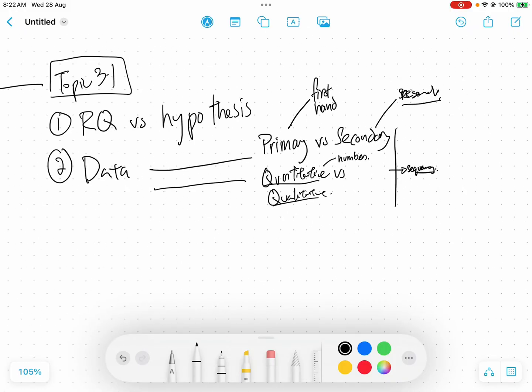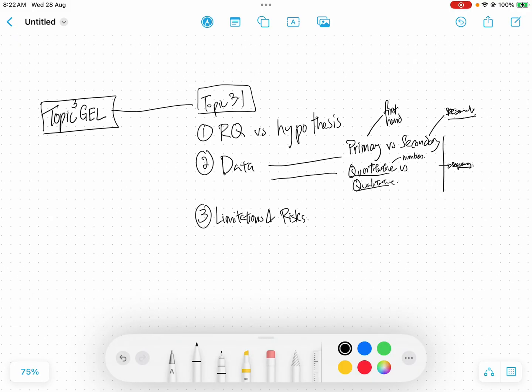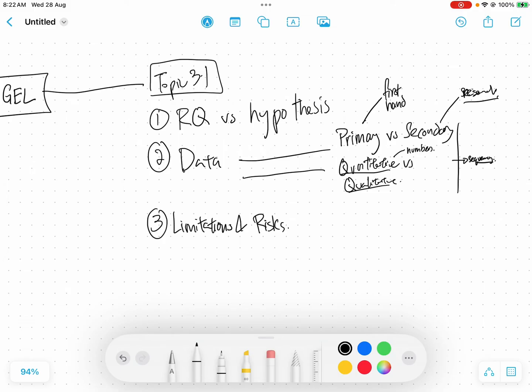So that is that. Third, I'll be touching on limitations and risk. This component is usually missed by quite a number of students. You do not need to spend more than 5 minutes on this page, but you need to know the limitations and the risk that's involved in a GI, because that is what every geographer will do.